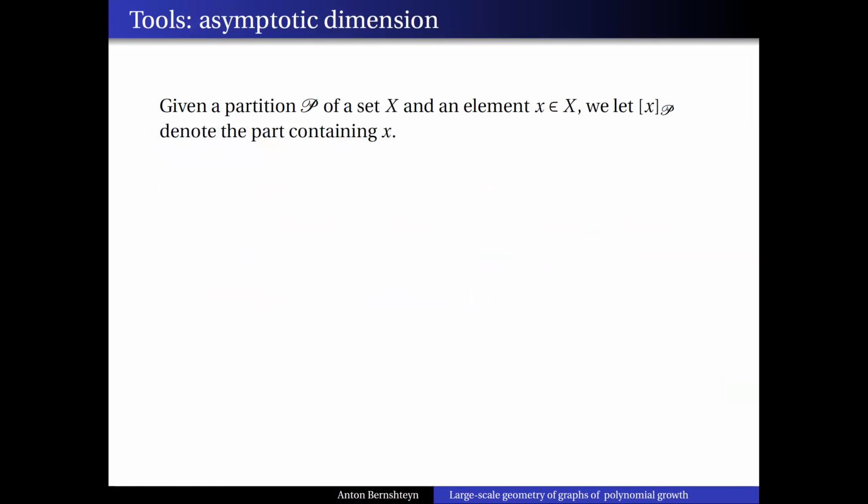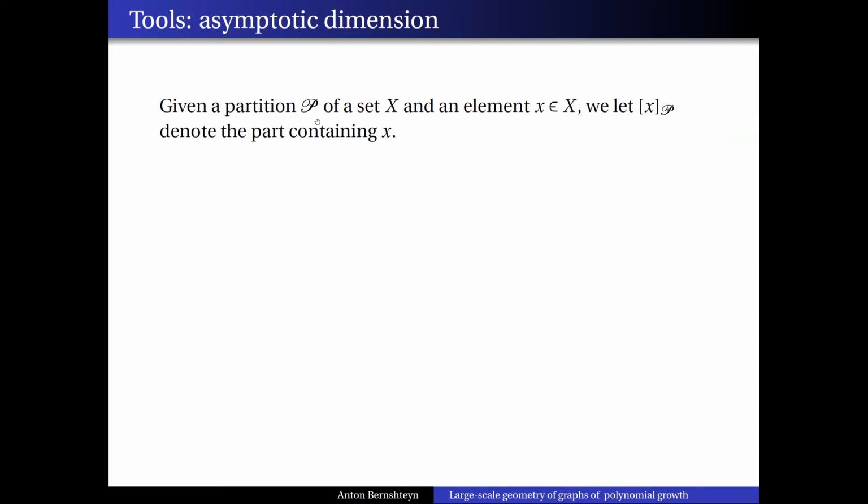So one very important concept that plays a role in our arguments is asymptotic dimension, and this is one of those large-scale geometric parameters that was defined by Gromov in his project of understanding the large-scale geometry of metric spaces. There are many definitions of it. I will give you the definition that's the one we actually end up using.